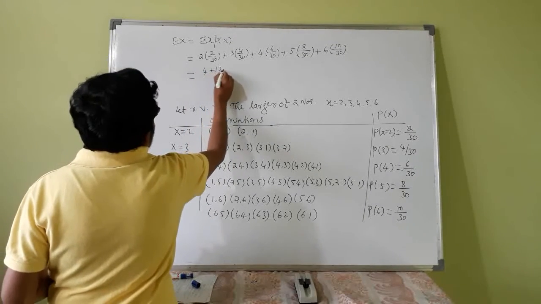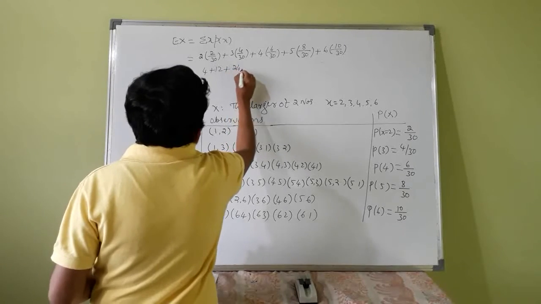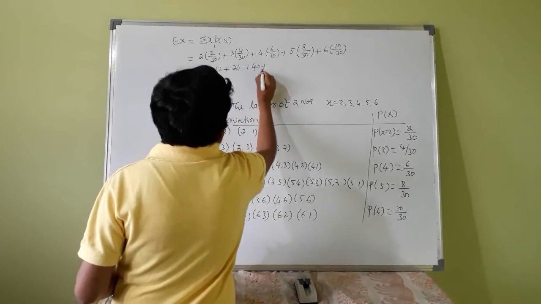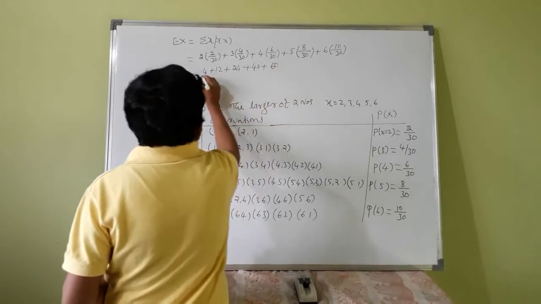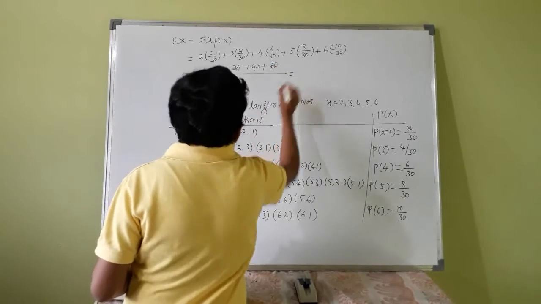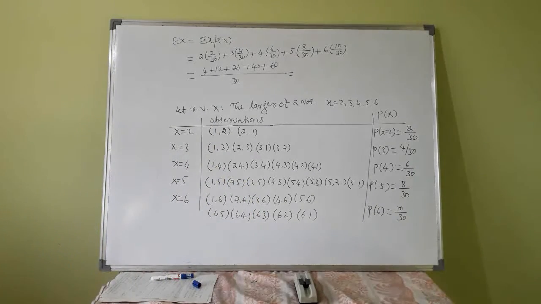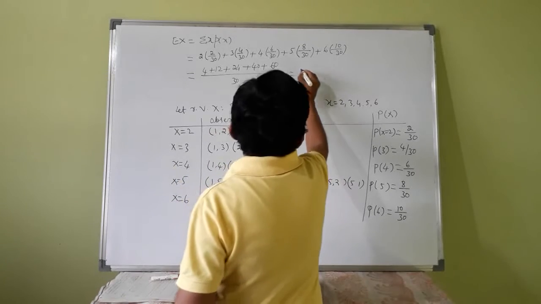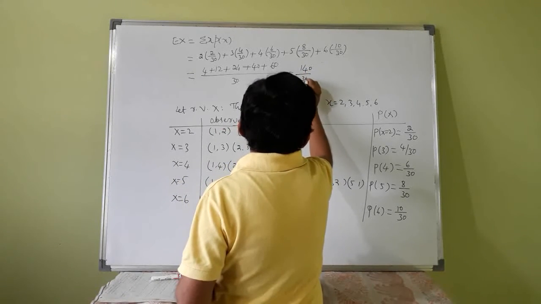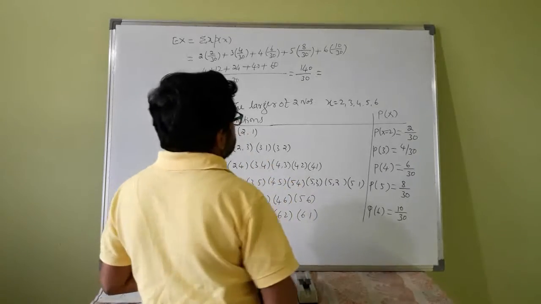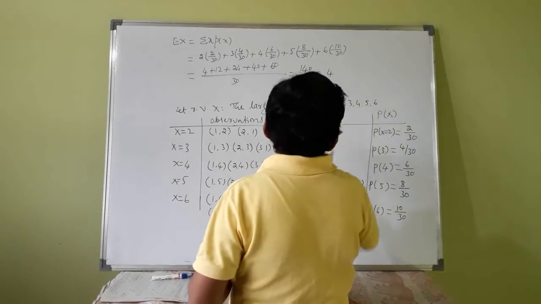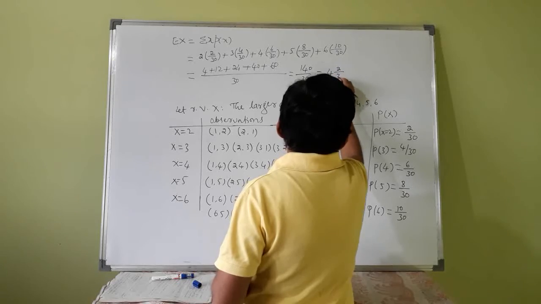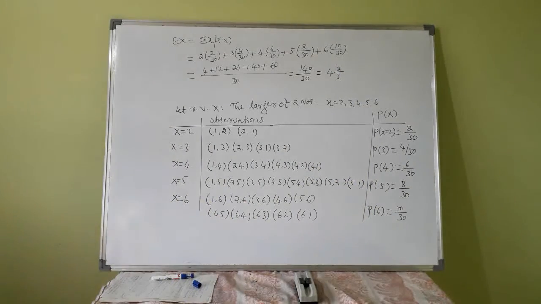that is 4 plus 12 plus 24 plus 40 plus 60 divided by 30. So what is the sum? That is 16, 40, 100, 40 plus 40 is 80, 140 it is. 140 by 30, 14 by 3, that is 4 and 2 by 3, or 4.66 reckoning.